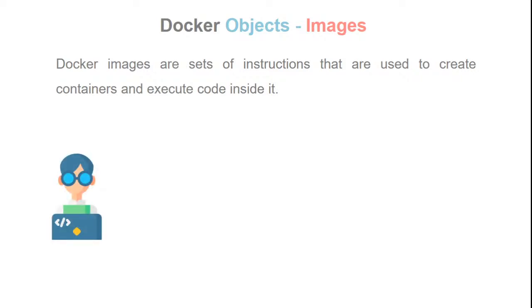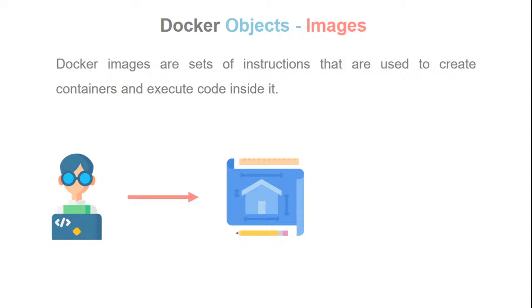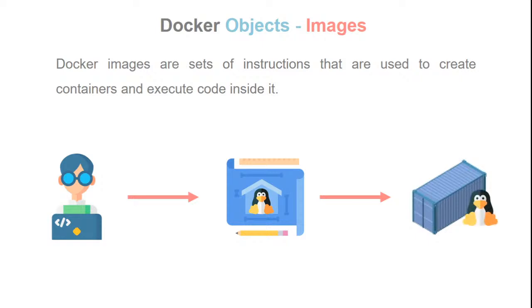So if a user wants to launch a container, he will take the Docker image, or he will create his own Docker image, and he will run that to basically create a container. So suppose you wanted to launch a Linux or Ubuntu container, then you will create an image that specifies Ubuntu as the base image to be used. And when you run this image, you will get a container with Ubuntu inside of it. So these are your Docker images.